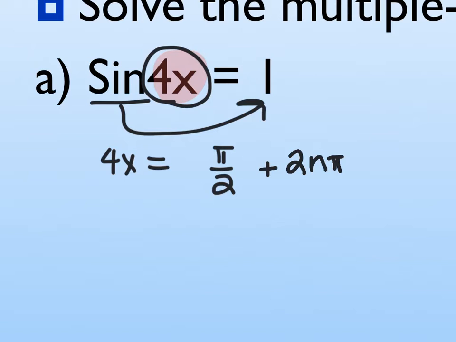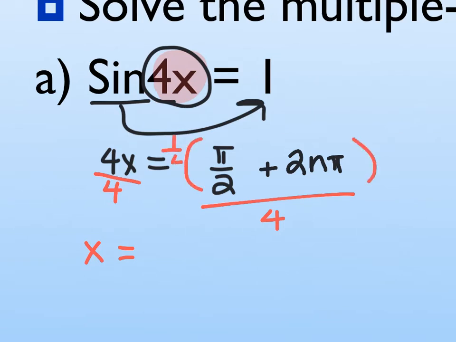So you're ignoring the 4x first. And you're looking for where the trig function, in this case sine, is 1, which is at pi over 2. But instead of it just being x equals pi over 2 plus 2n pi, it's 4x equals pi over 2 plus 2n pi. So now I got to divide the entire thing by 4, which means 4x over 4 becomes x. And then I multiply both of these by 1/4, and I get pi over 8 plus 2n pi over 4, or n pi over 2.